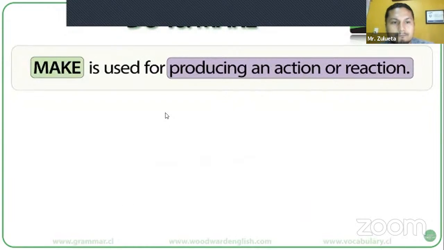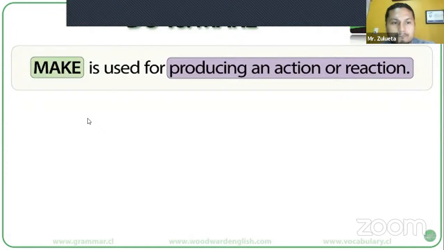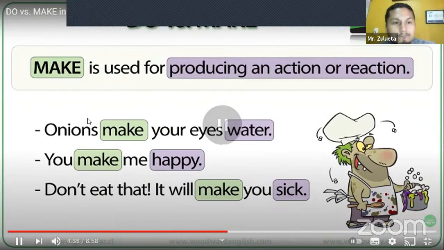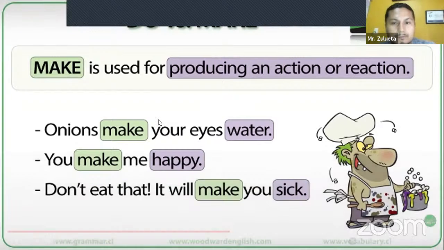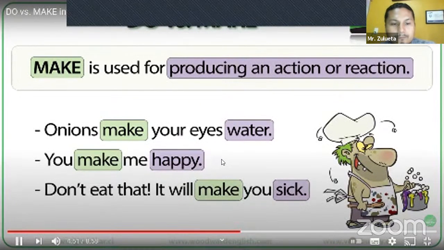We also use make for producing an action or reaction. Onions make your eyes water. Here, water is a verb. Yes, cutting onions produces this reaction. You make me happy. Yes, it is true. You create this wonderful feeling in me. Don't eat that. It will make you sick. They're probably talking about my cooking here.